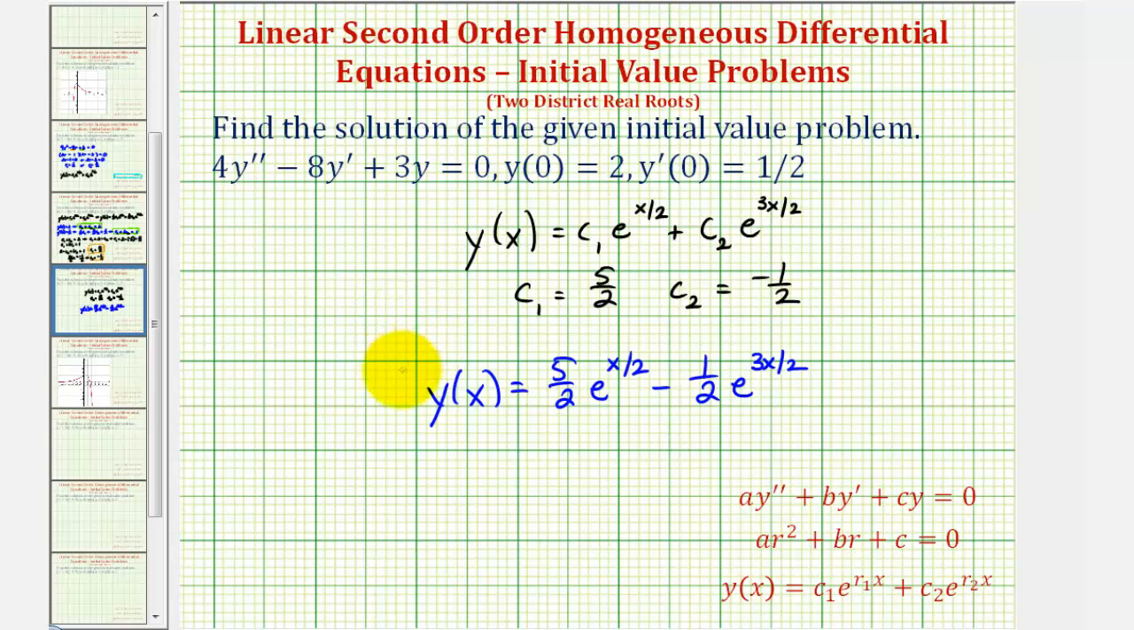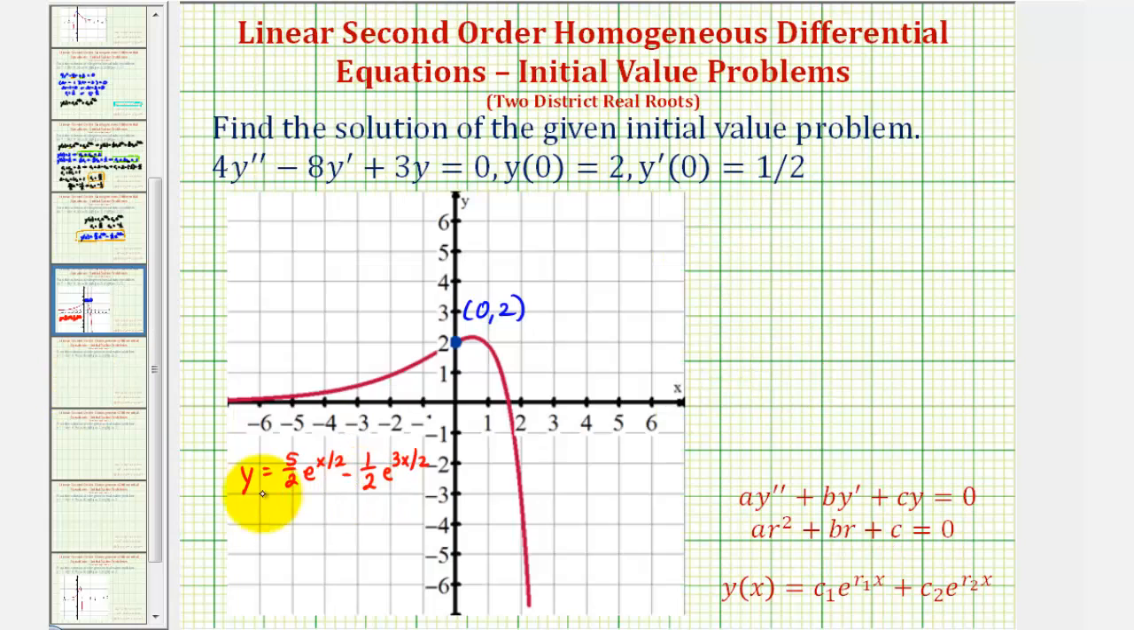And now to verify this, let's go ahead and graph this function. And since we know that y of 0 equals 2, this function must pass through the point 0, 2. Here's the graph of the function that we found. Here's the point 0, 2. And notice how our function does pass through the point 0, 2.